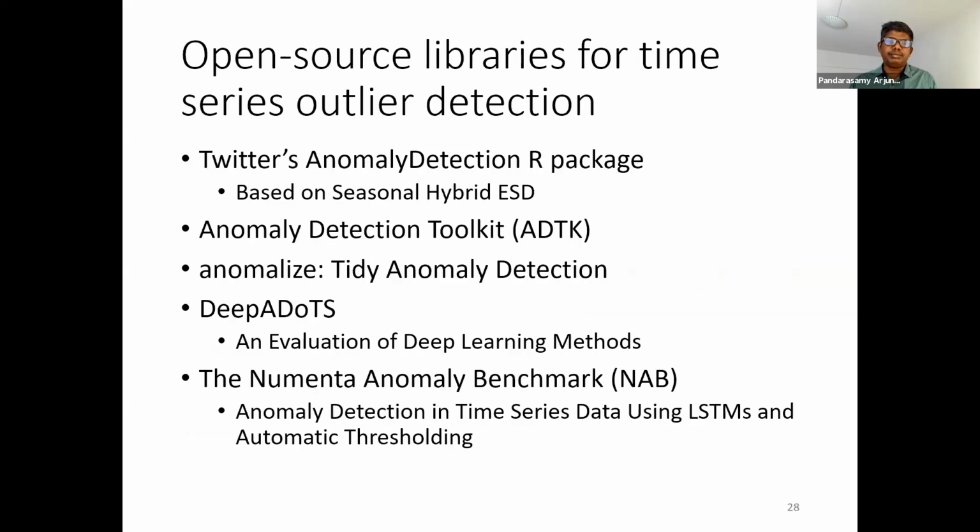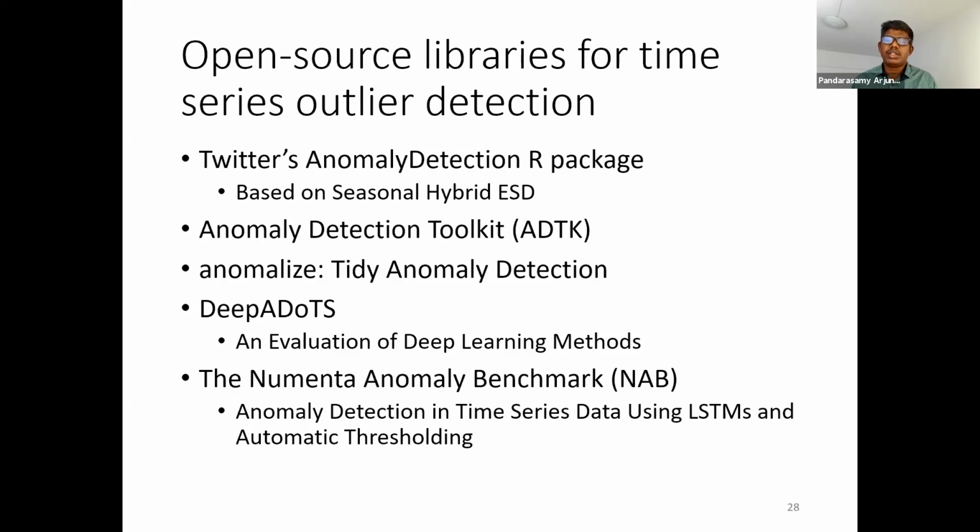I'll share that later. Next I will briefly discuss some of the open source libraries for anomaly detection. Instead of developing these models from scratch, we can make use of these open source libraries, which are mostly public. The most common and widely used one is from Twitter. They came up with an anomaly detection package for R.